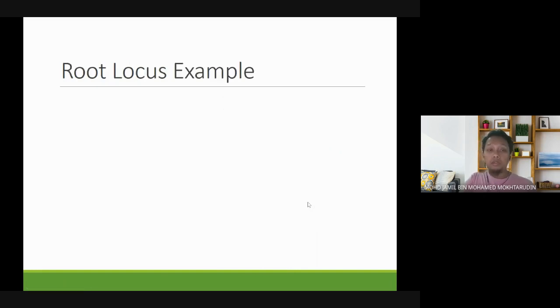So today we are going to look in more detail at what root locus is and how root locus is generated. Okay, so let's look at an example of root locus.